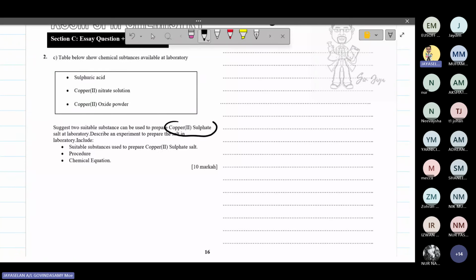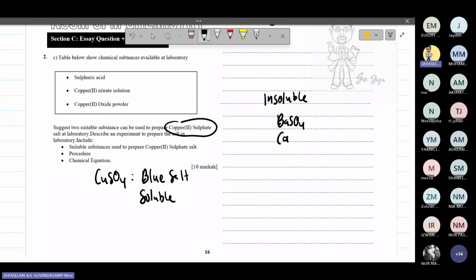Okay, copper 2 sulfate. What must you know? This is a blue color salt. Have you memorized it? And sulfate is known as soluble. Only three sulfates are not soluble, namely read PB: barium sulfate, calcium sulfate. Note them down. Barium sulfate, calcium sulfate, and one more, read PB, lead 2 sulfate. All the others are soluble. Any question? No question?